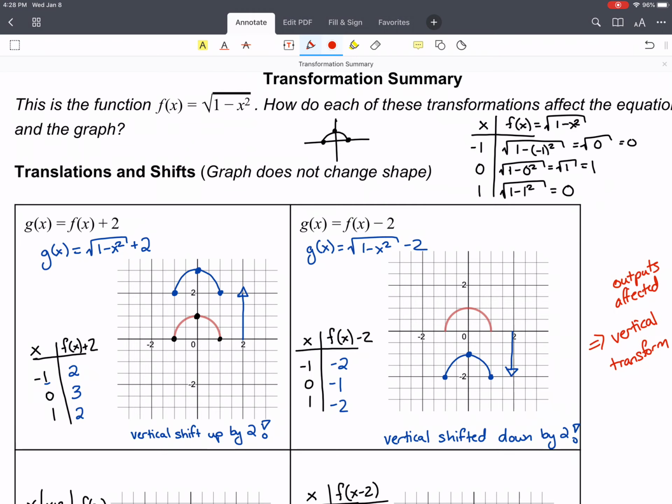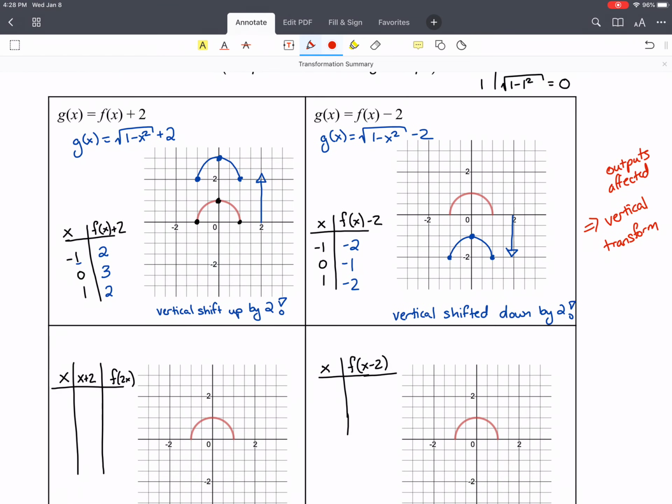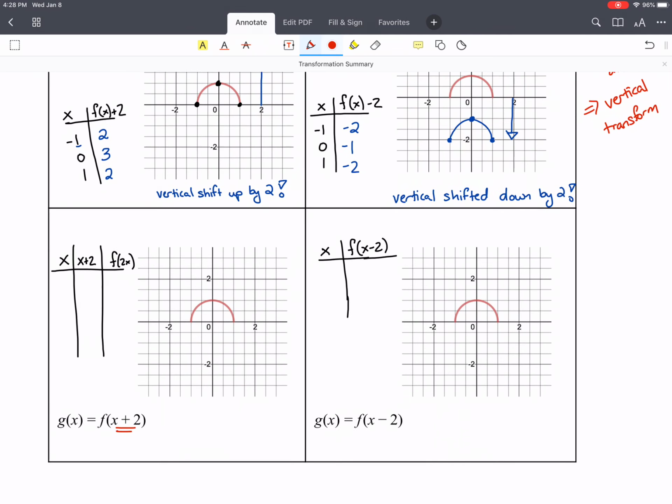Now let's look at what happens if instead I look at a g of x where I do something to the inputs. So instead of adding 2 to the outputs, I add 2 to the input first. So let's talk about what that looks like algebraically.